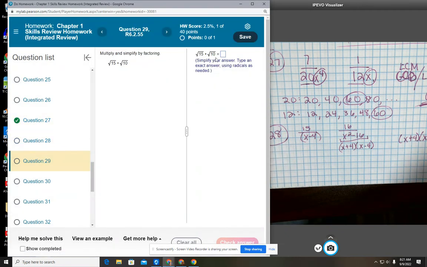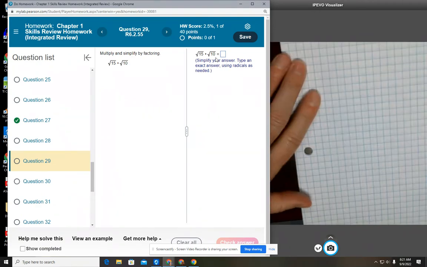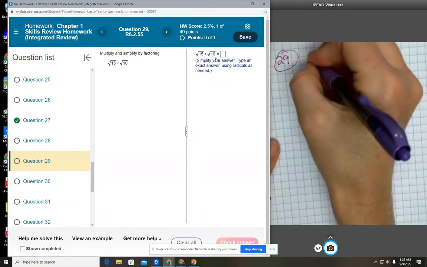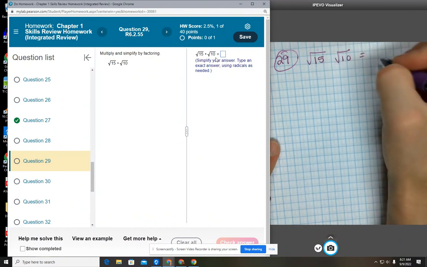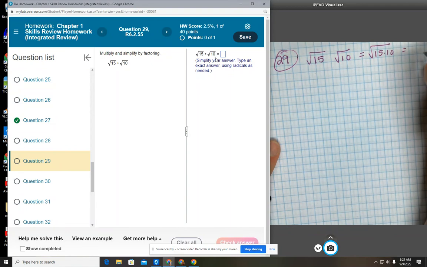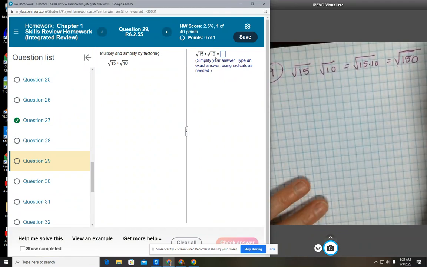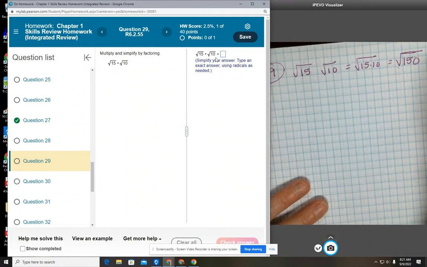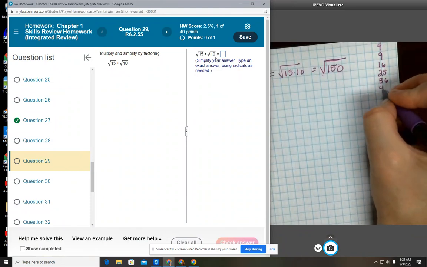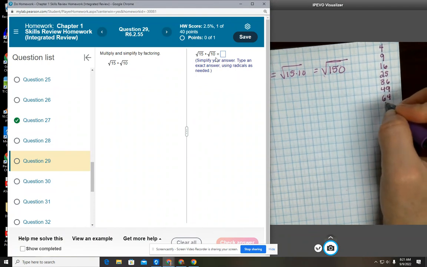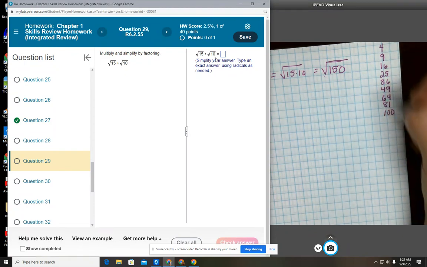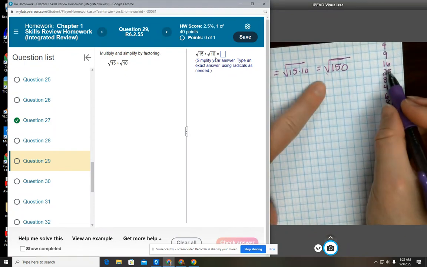Okay, multiply and simplify by factoring. Okay, so what you can do is you can actually multiply these. 150. And so if you want to simplify, we want to type as a radical. So we want to look for any perfect squares that evenly divide this. So we would think back to our perfect squares. So like 2 squared is 4, 3 squared is 9, 4 squared is 16, 5 squared is 25, 6 squared is 36. Oh, sorry. 7 squared is 49, 8 squared is 64, 9 squared is 81, 10 squared is 100. So this is the start. So we're going to see if any one of these divides it evenly.